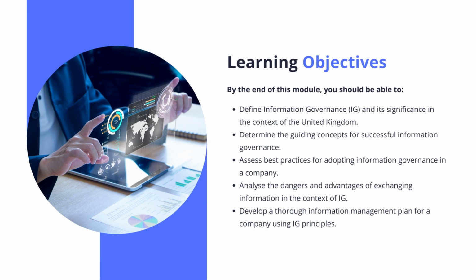Learning objectives. By the end of this module, you should be able to define information governance, IG, and its significance in the context of the United Kingdom. Determine the guiding concepts for successful information governance. Assess best practices for adopting information governance in a company. Analyze the dangers and advantages of exchanging information in the context of IG. Develop a thorough information management plan for a company using IG principles.